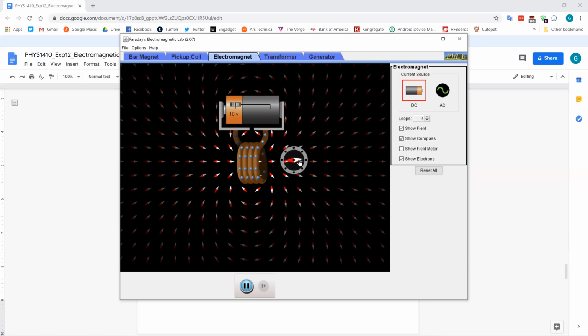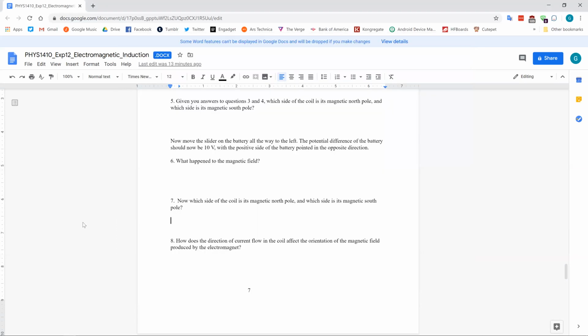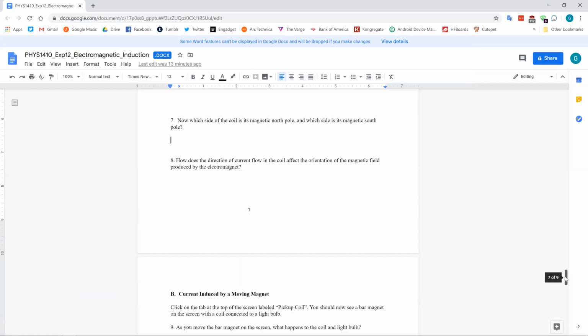So when you're dealing with an electromagnet like this, the direction of the magnetic field is going to change depending on the direction of the current. So when I flip my battery voltage around, I also flip my magnetic field around. You'll first describe what happened to the field, which side has its north and south magnetic poles, and then describe how the orientation of the field depends on the current.